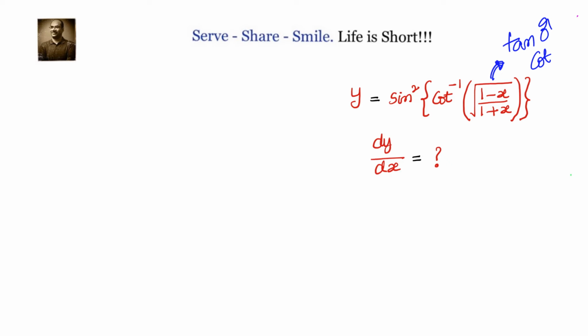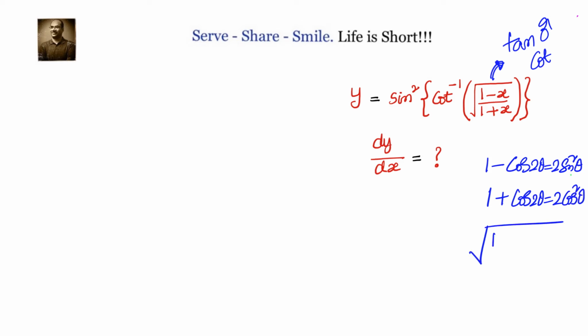Now what value do I have to take for x so that I can get square root of (1 minus x) by (1 plus x) in terms of tan and cot? Let's see what happens if I take x equals cos 2 theta. Then 1 minus cos 2 theta is 2 sin square theta, and 1 plus cos 2 theta is 2 cos square theta. So square root of (1 minus x) by (1 plus x) equals square root of 2 sin square theta by 2 cos square theta, which equals tan theta.